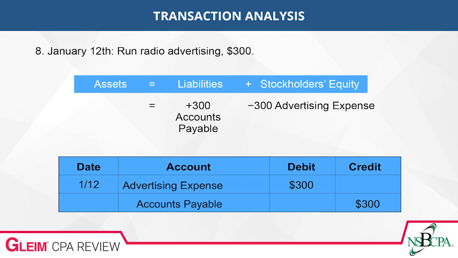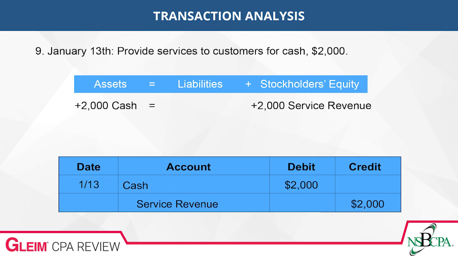In this case, to record the expense, remember, we always debit the expense. Since this is on account and it increases our liability accounts payable, there is a credit to accounts payable. The increase to cash is shown as a debit in this journal entry. To record a revenue, you credit the revenue.